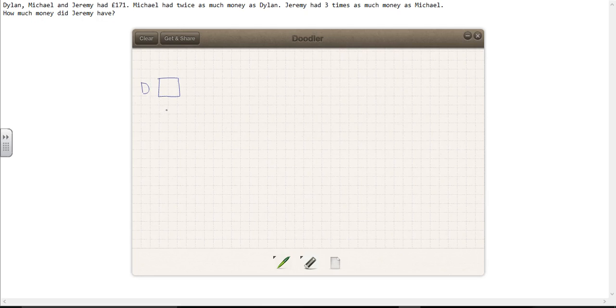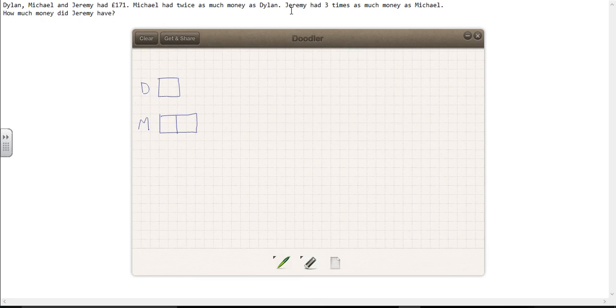Okay, now let's have a look. Michael had twice as much money as Dylan, so the box that I have to draw for Michael needs to be twice as large as Dylan's. Alright, I'm going to draw the partition there just to show nice and clearly that this one for Michael is twice as large as Dylan's. Michael had twice as much money as Dylan.